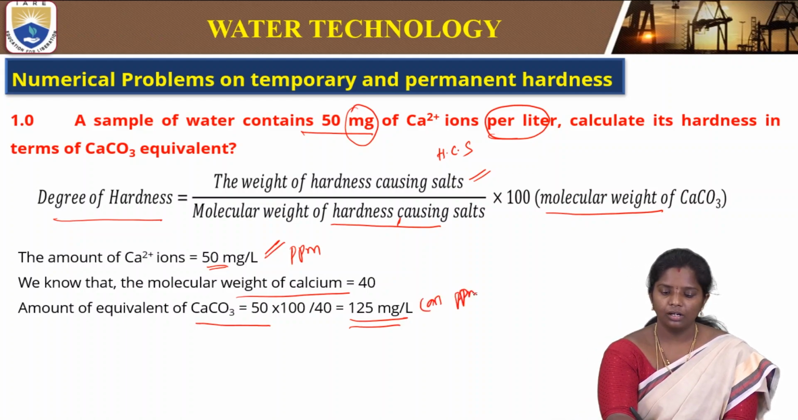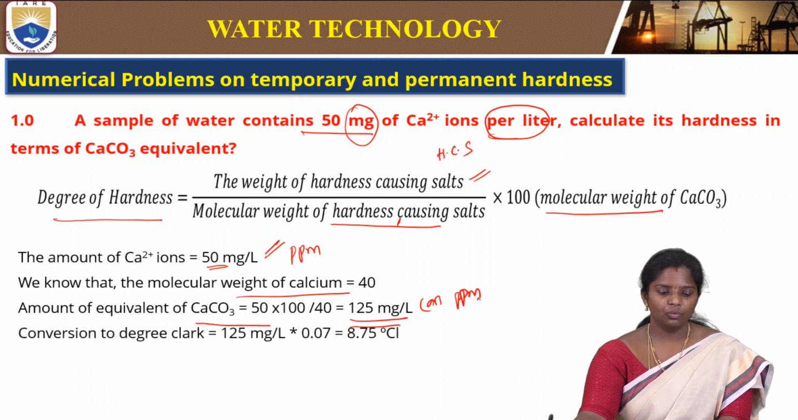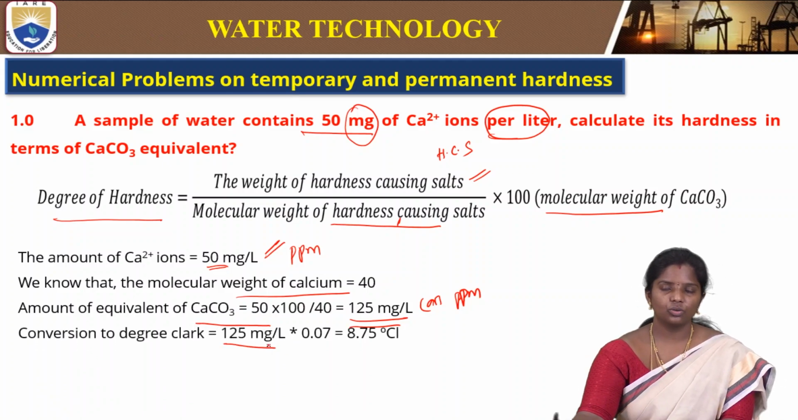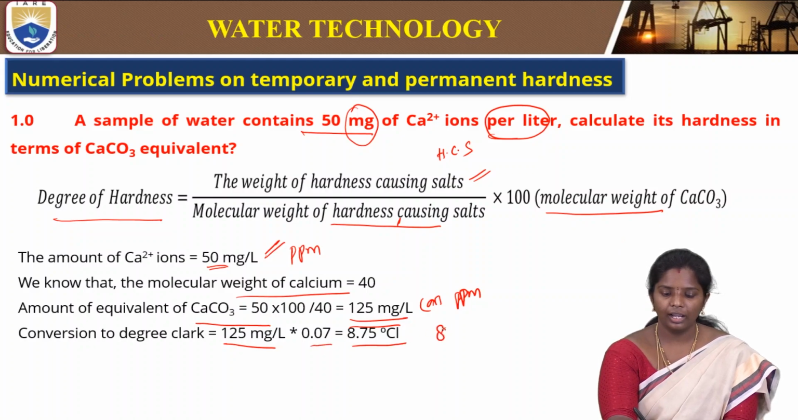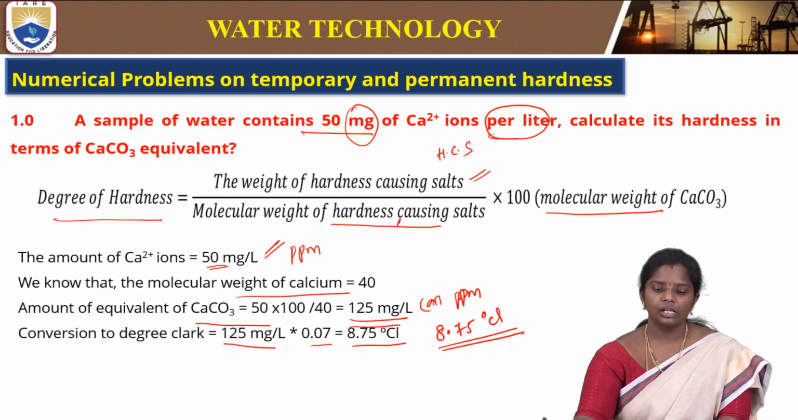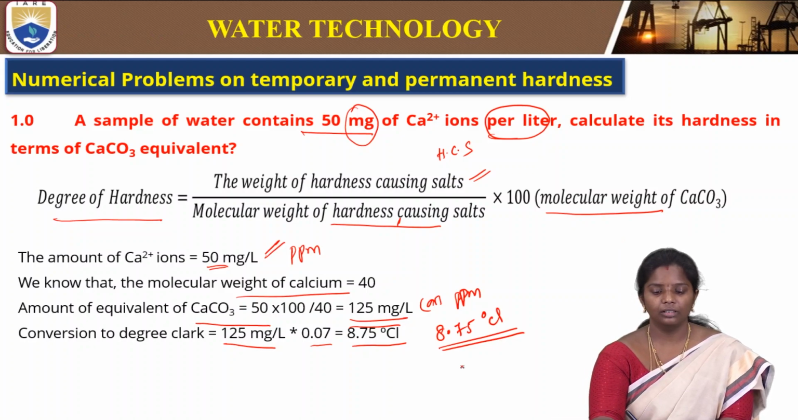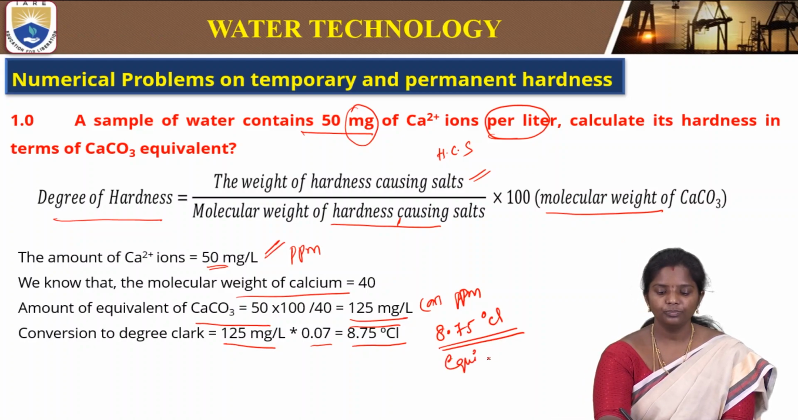So this is given in ppm. Now we will convert into degree Clerk units. So 125 mg per liter into 0.07, we get 8.75 degree Clerk. So this is the amount of hardness that is present in the particular sample, expressed in the equivalence of calcium carbonate.